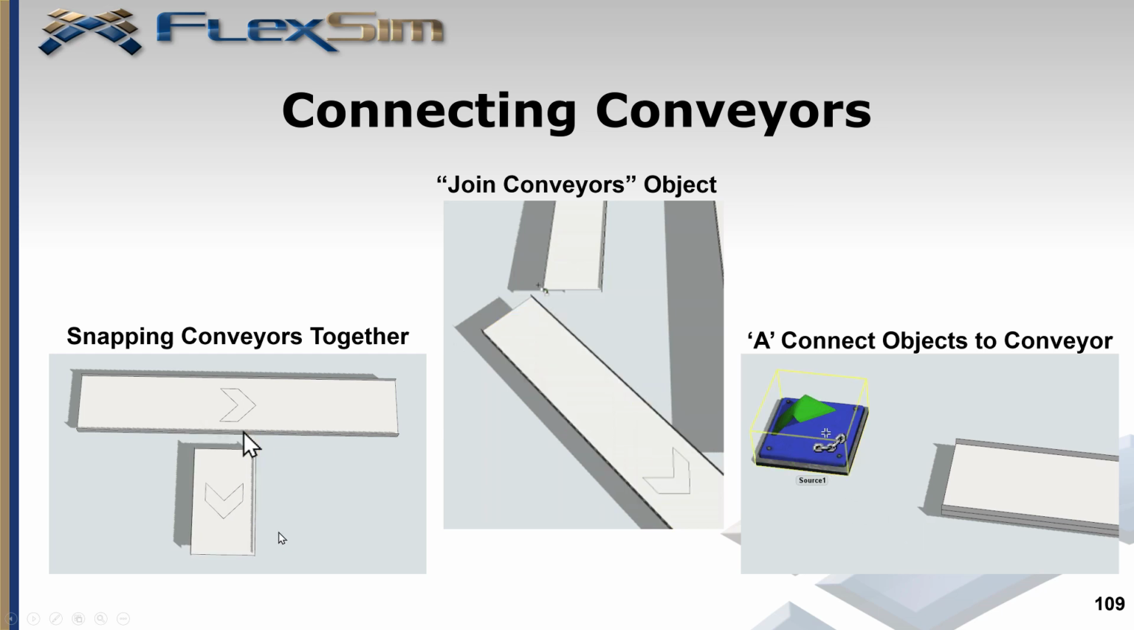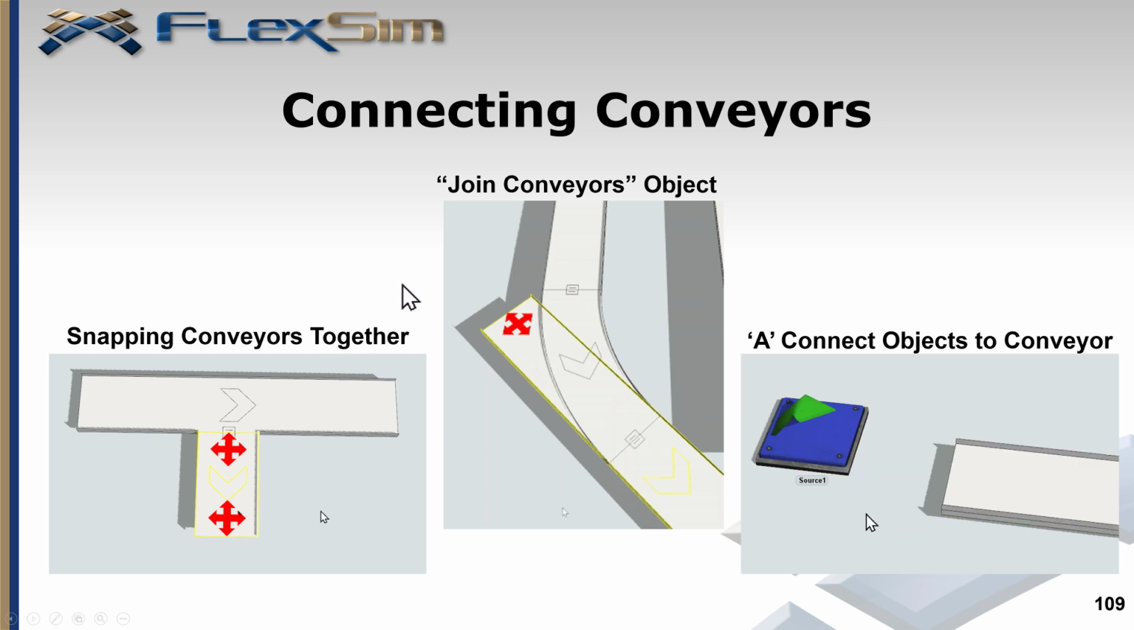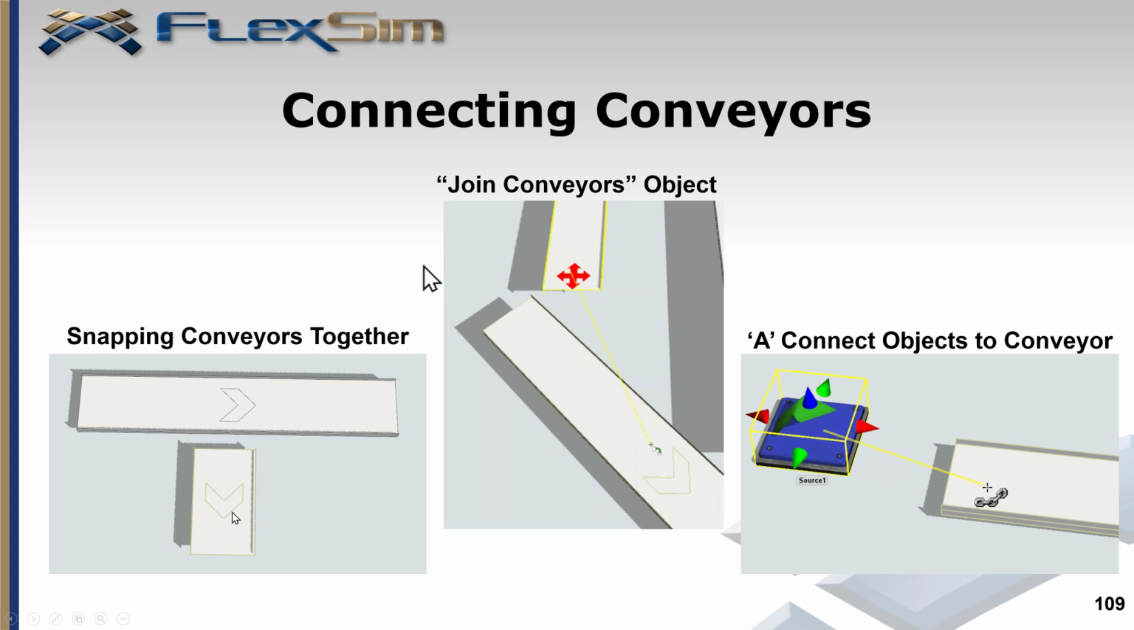The second method, and more common method, as depicted in this center animation, is to use the join conveyors object.